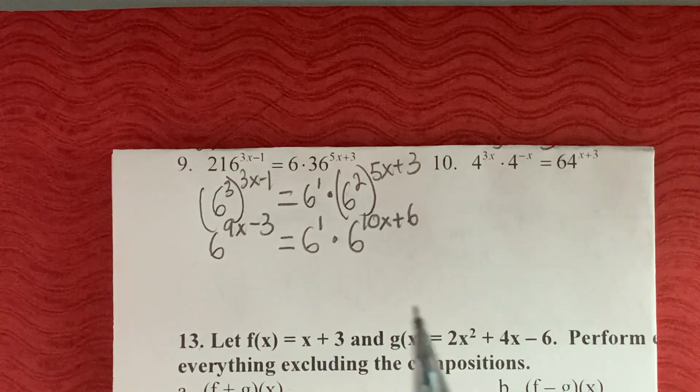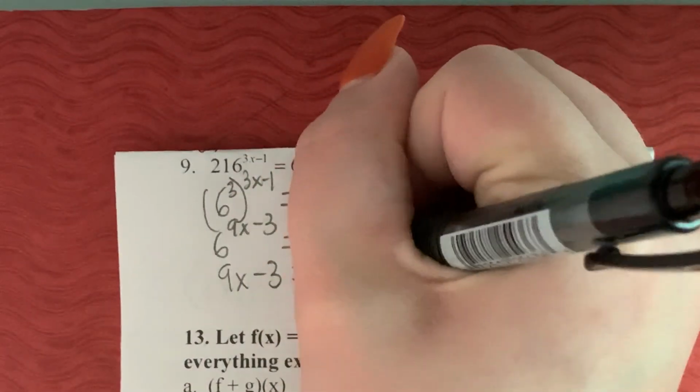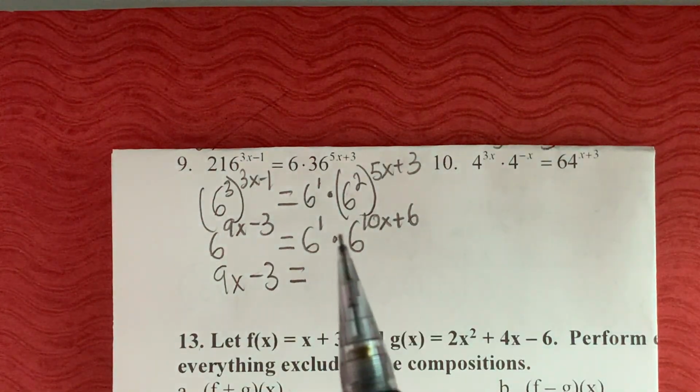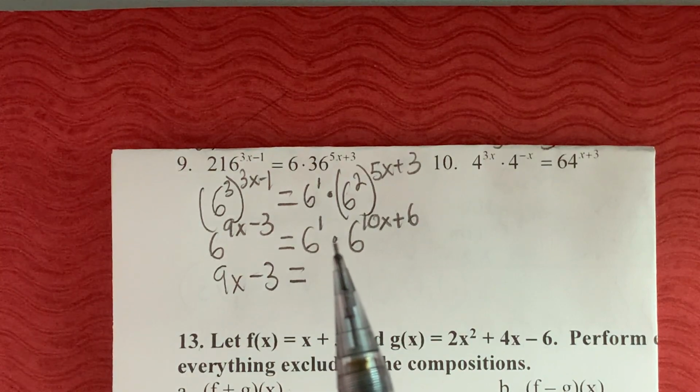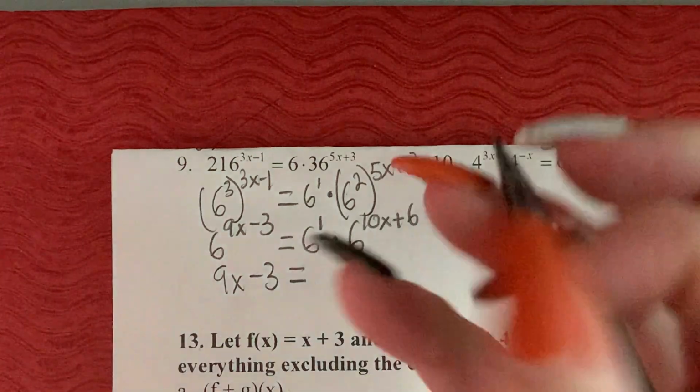Okay, so now on the left side, I'm going to take that exponent, that 9x minus 3, and I'm going to set that equal to my exponents on the right. And again, because I'm multiplying, I can add those exponents. So it's going to be 10x plus 7, because I can combine that 6 and that 1.